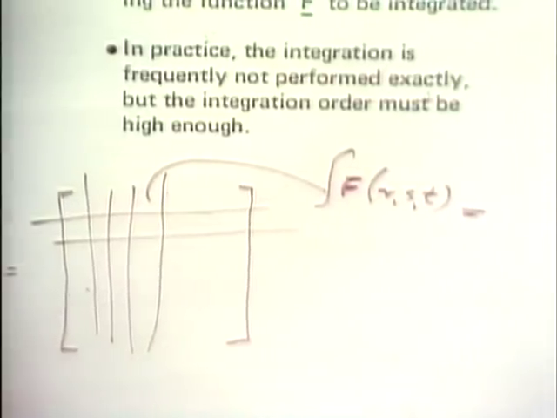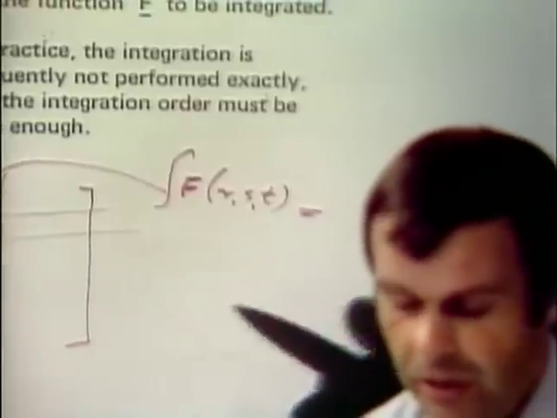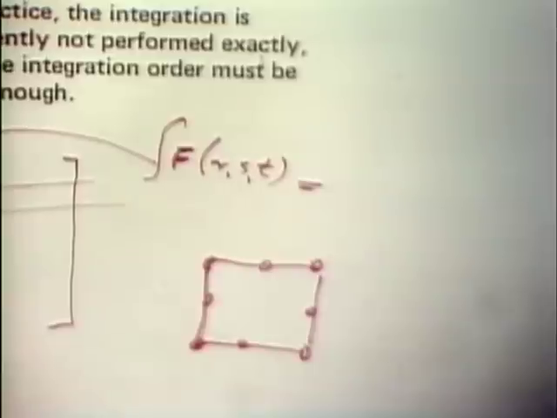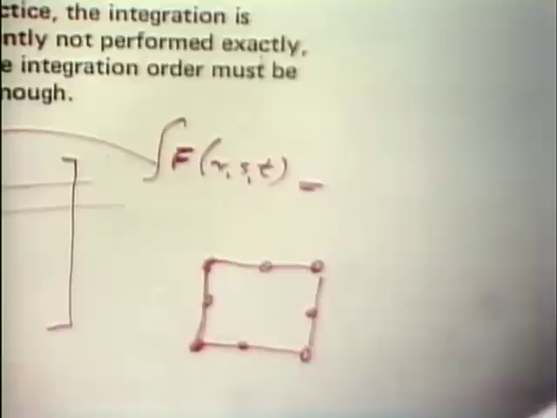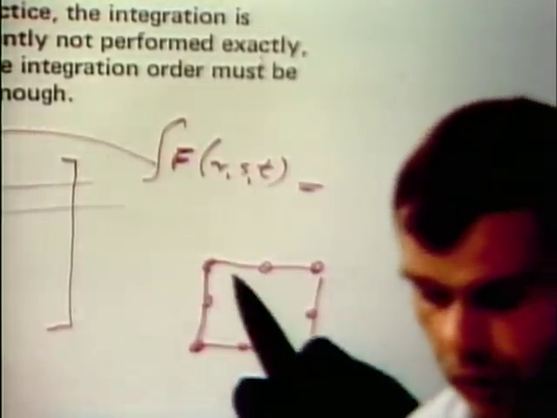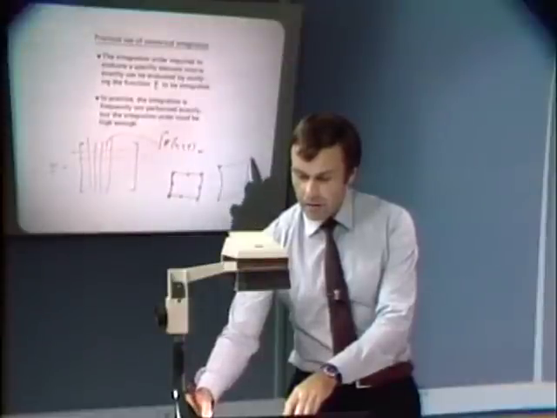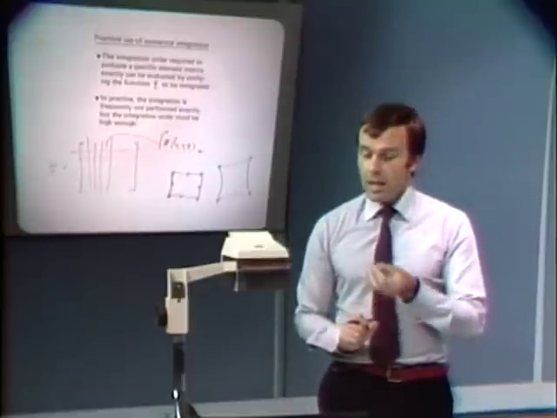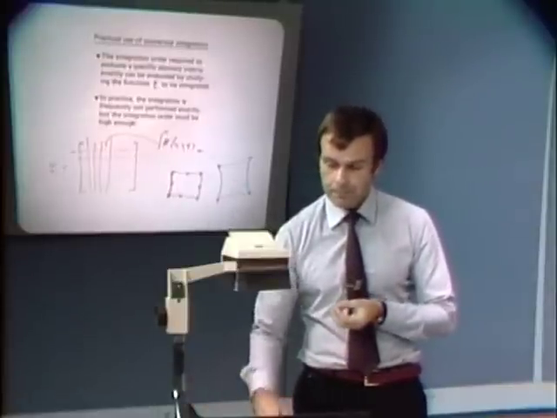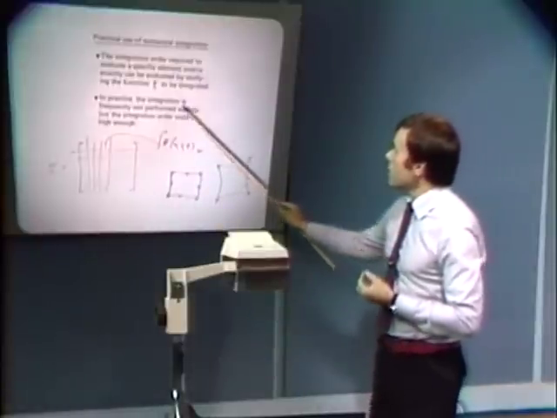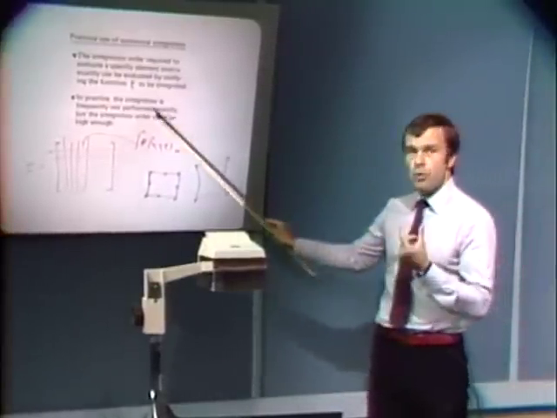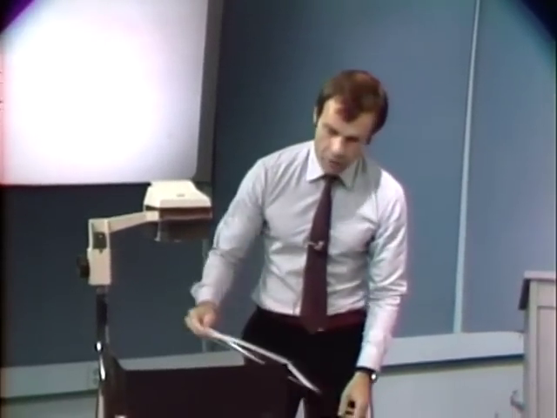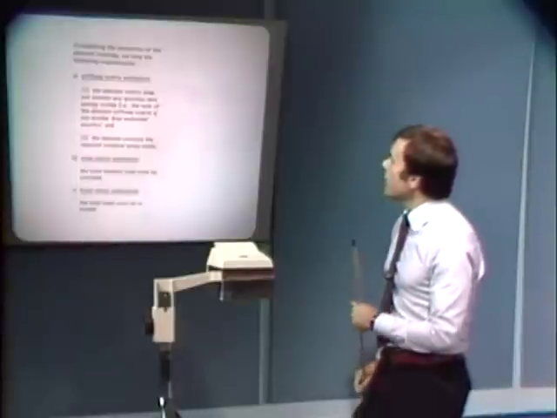That can be done, and for relatively simple elements, in other words, 4-noded elements that are squared, or 8-noded elements that are squared, we can fairly simply evaluate the order of integration that is required. However, when the element is curved, in other words, when we talk about a general element like that, the required integration order is not that easily assessed in order to evaluate the stiffness matrix exactly. And the reason for it is that we have the Jacobian transformation in there. Therefore, in practice, the integration is frequently not performed exactly, but we have to remember that the integration order must be high enough.